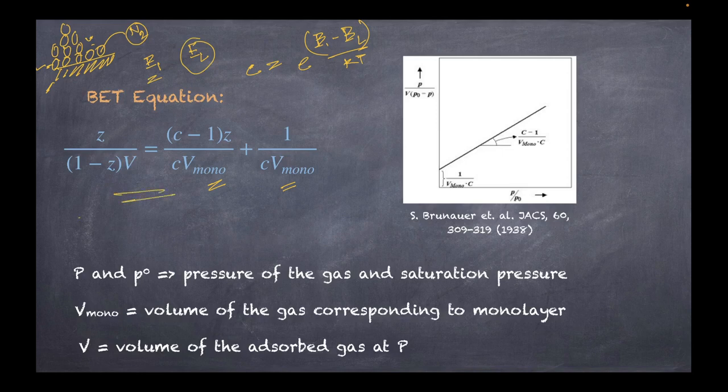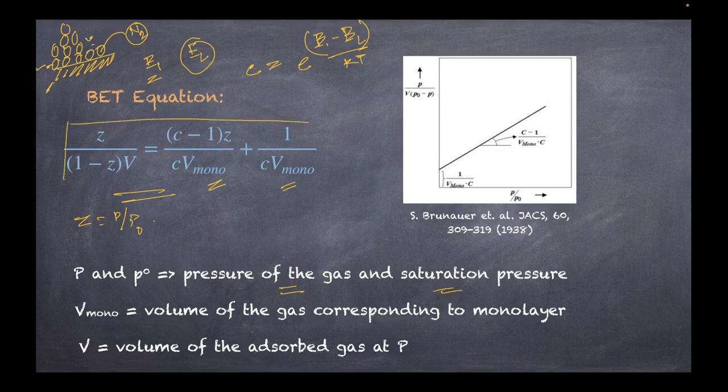So the Z here is P divided by P0, where P is the pressure of the gas, that means the pressure at which the gas molecules are adsorbing on the surface, and P0 is the saturation pressure, that means the liquefaction pressure, where at the saturation pressure the liquefaction starts. So P0 is the saturation pressure and P is the pressure of the gas.